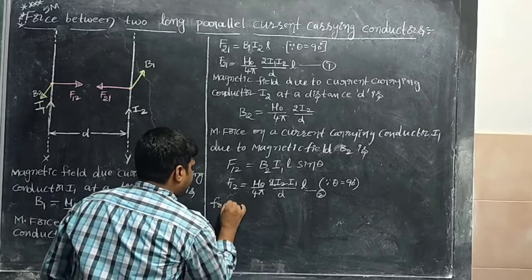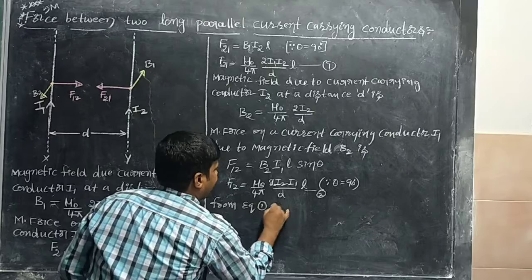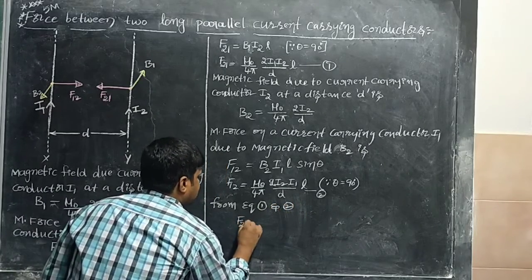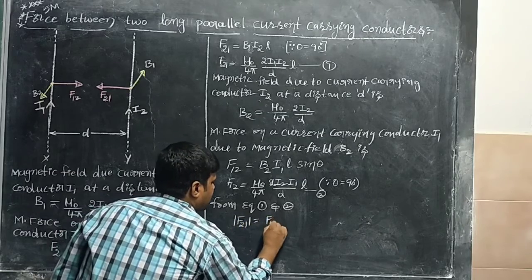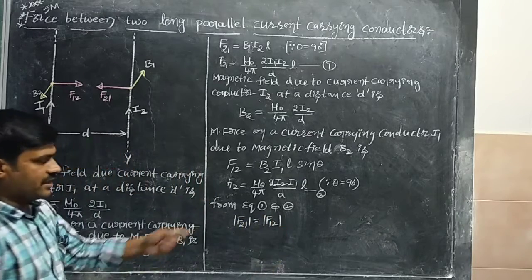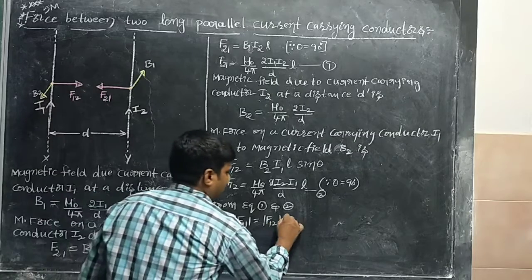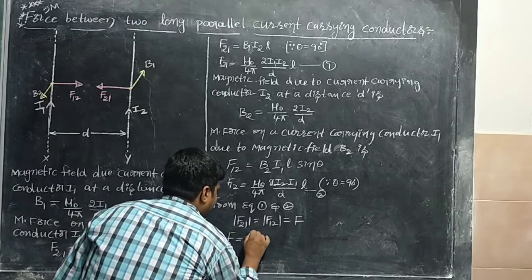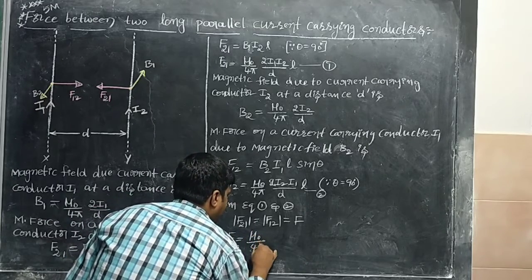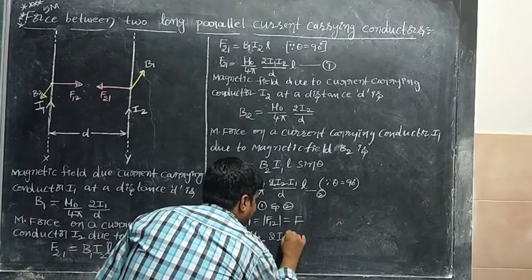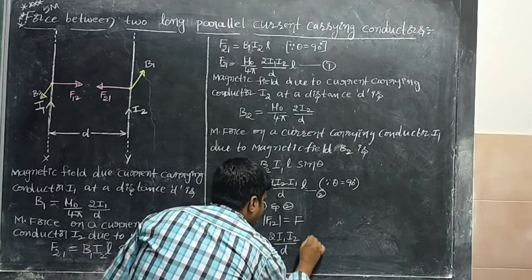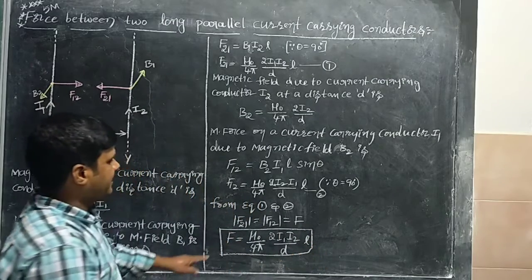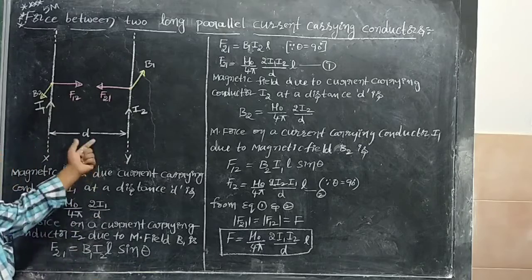Now from equations 1 and 2, the magnitude of force on the second conductor due to the first conductor is equal to the magnitude of force on the first conductor due to the second conductor. That is equal to F. So F is equal to mu naught by 4 pi into 2 I1 I2 divided by d into L. This is nothing but the force between the two current carrying conductors.